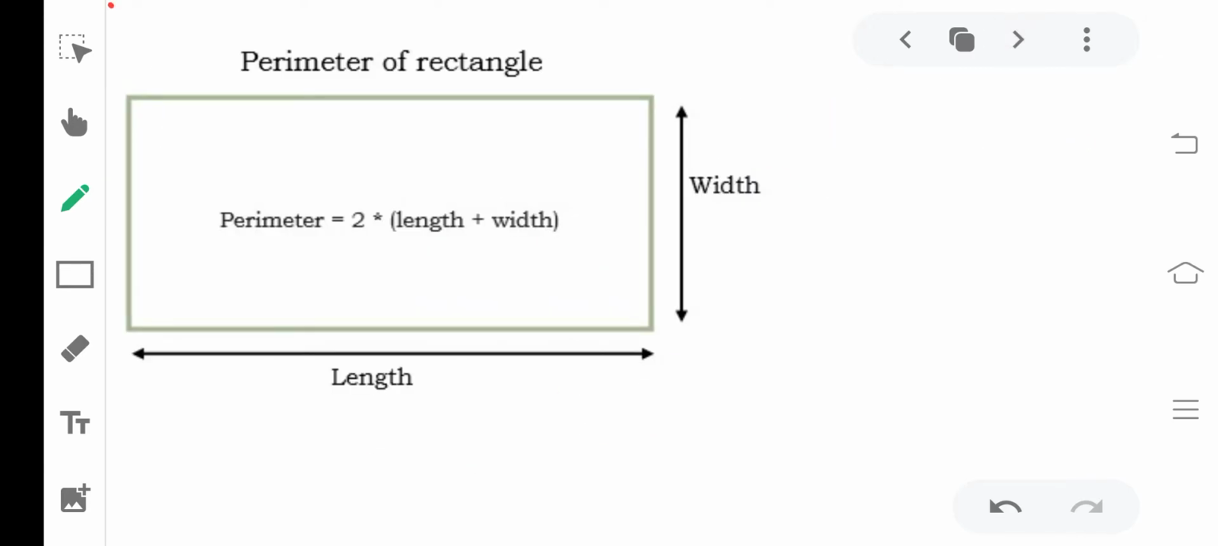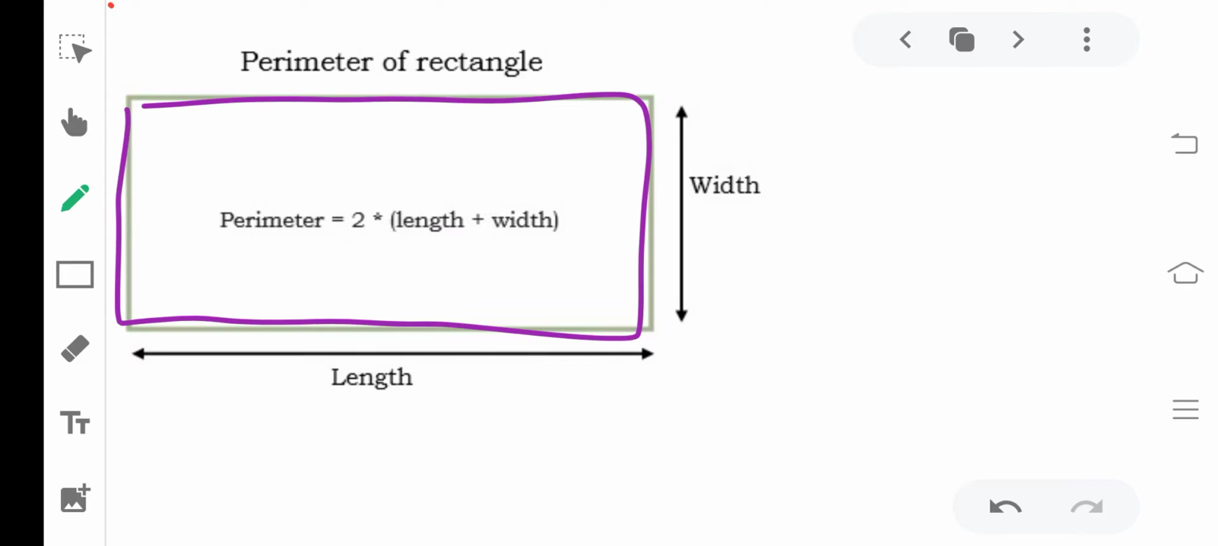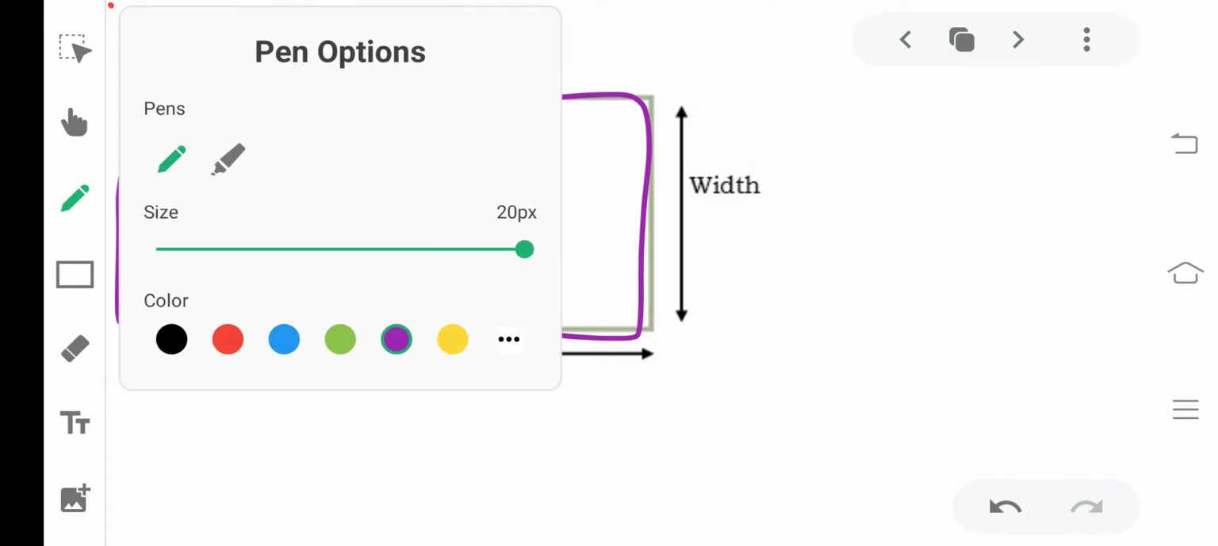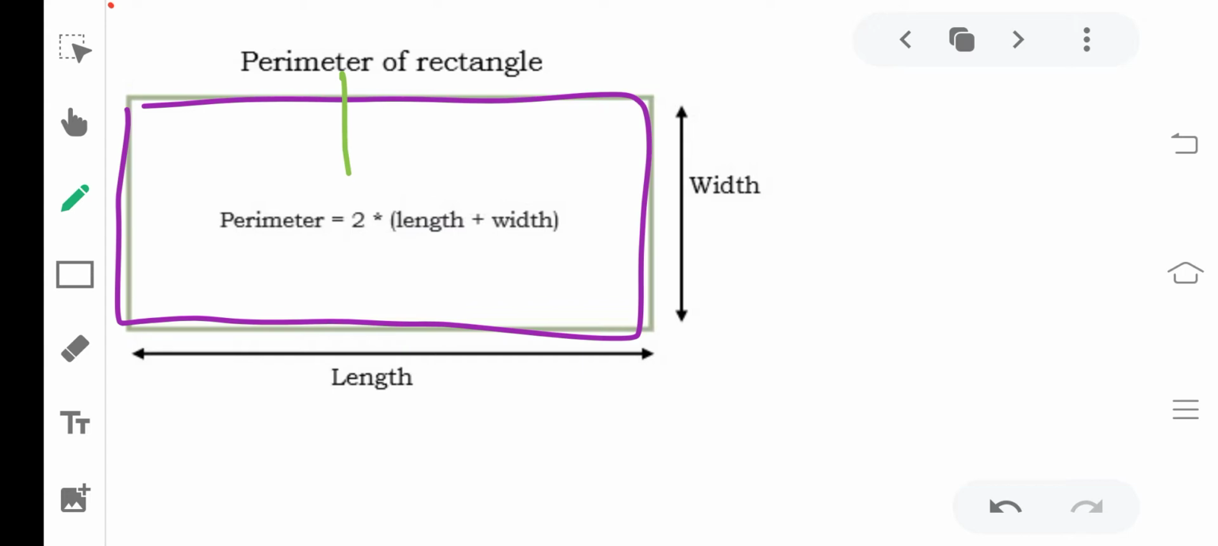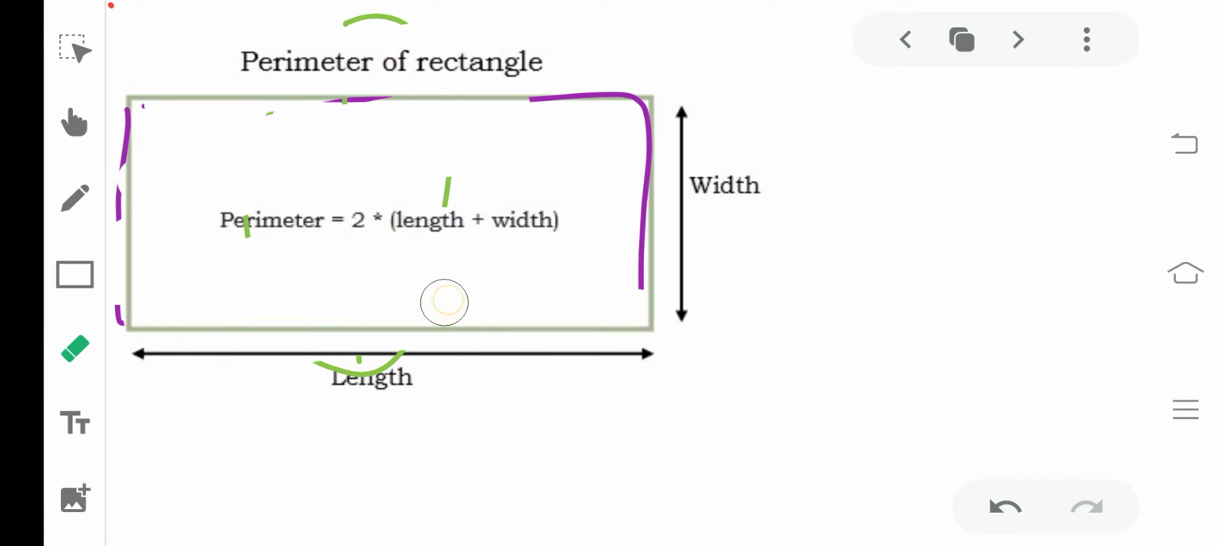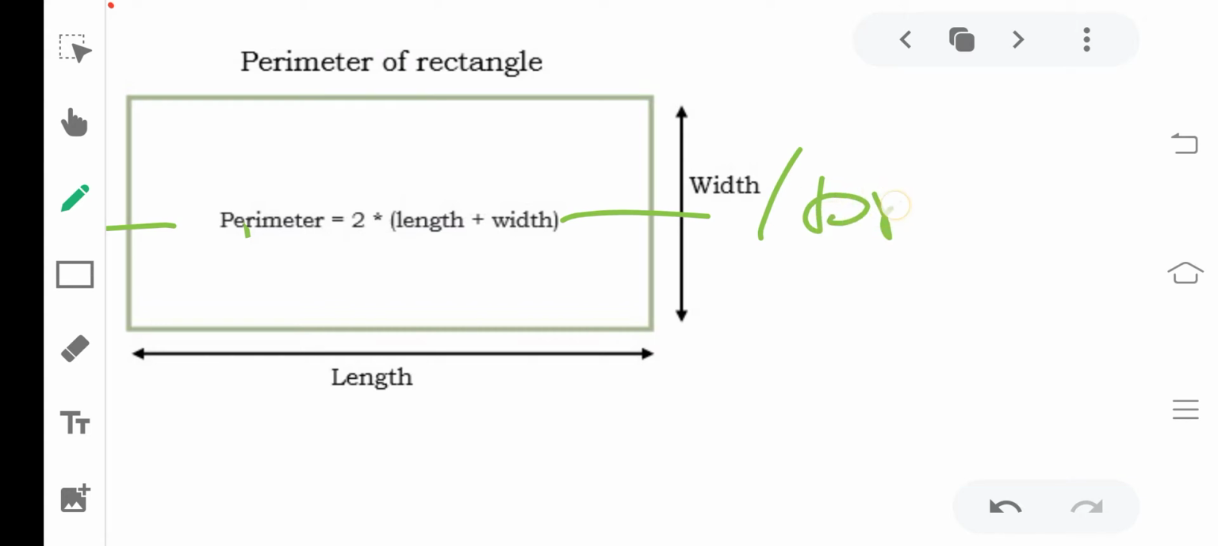Now we'll learn about the perimeter of a rectangle. See how it is. The rectangle is a certain type of figure which has opposite sides equal. See, in this figure you will see that this and this are both equal, and in another you will see that the opposite sides are equal, as the breadth or the width is equal. See, this side and this side are equal. Okay, this is width, you can say breadth also, according to you.